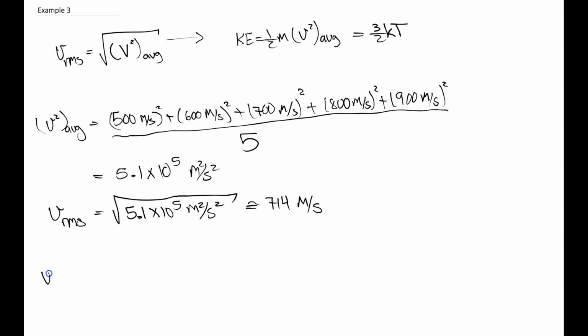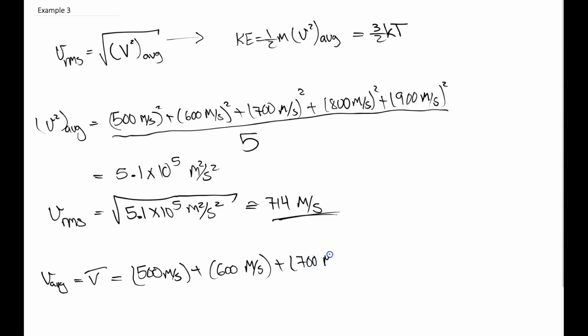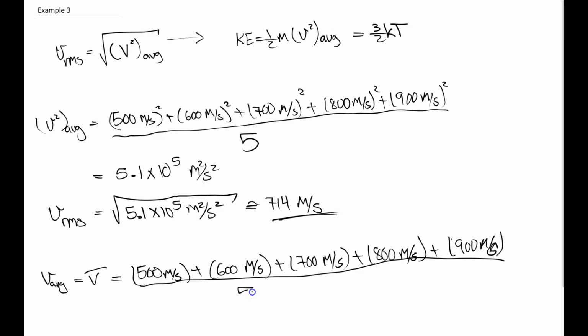Now the actual average of these speeds, V average, which is sometimes written as V bar, equals 500 meters per second plus 600 meters per second plus 700 meters per second plus 800 meters per second plus 900 meters per second, all over 5, which is 700 meters per second.